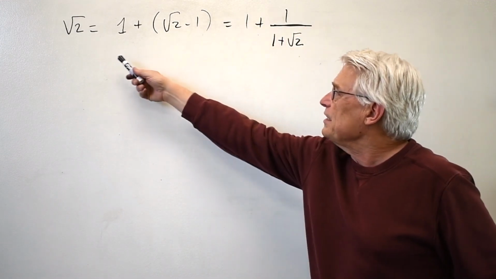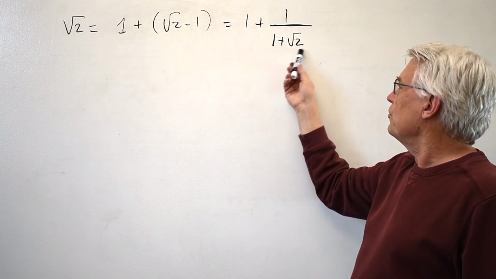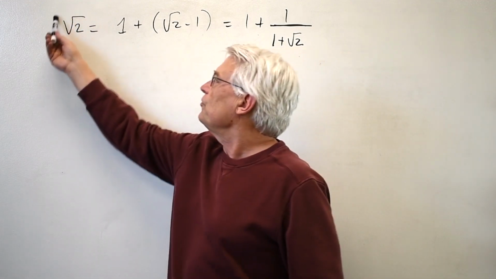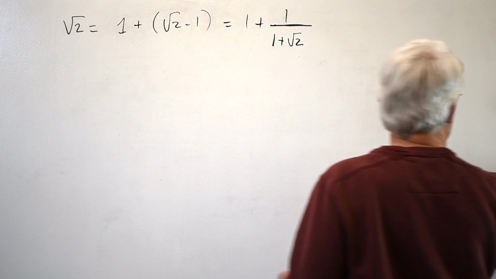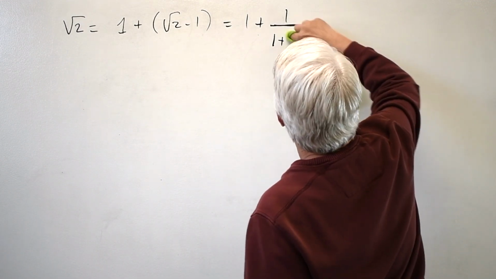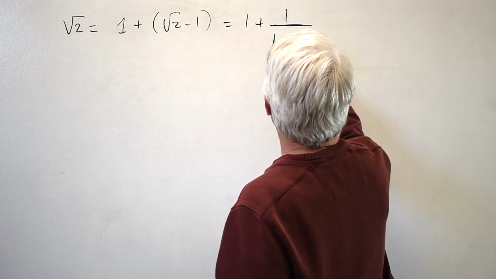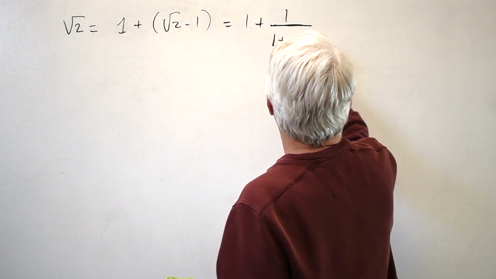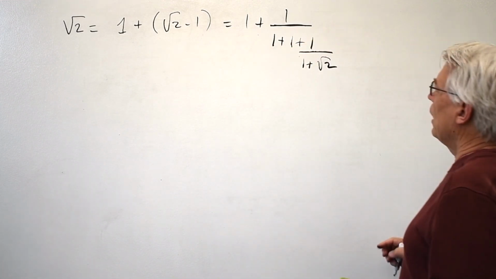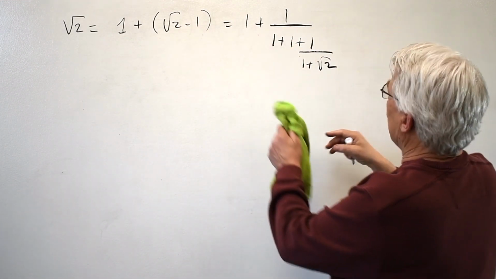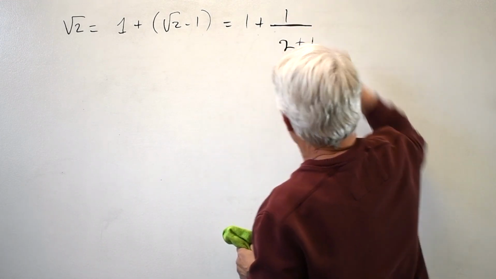So all of these things are equal. But notice, there's the square root of 2 there, and there's the square root of 2 there. So by replacement, we can take this square root of 2 here and just replace it with this expression, which is 1 plus 1 over 1 plus the square root of 2. But wait, first of all, we've got all these 1s here, so let's get rid of those. We'll just call that a 2.